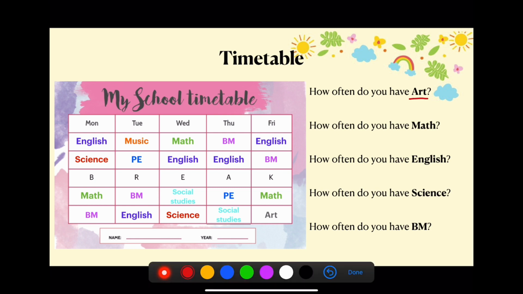Let's find here art. Underline the word art. And let's find it in the timetable. Which one is art? You can circle or you can cross it. Art. We have here one only. So what is the answer? Is it 1? No, we have to answer once a week. Sekali seminggu. So once a week. Any other subject that also once a week?